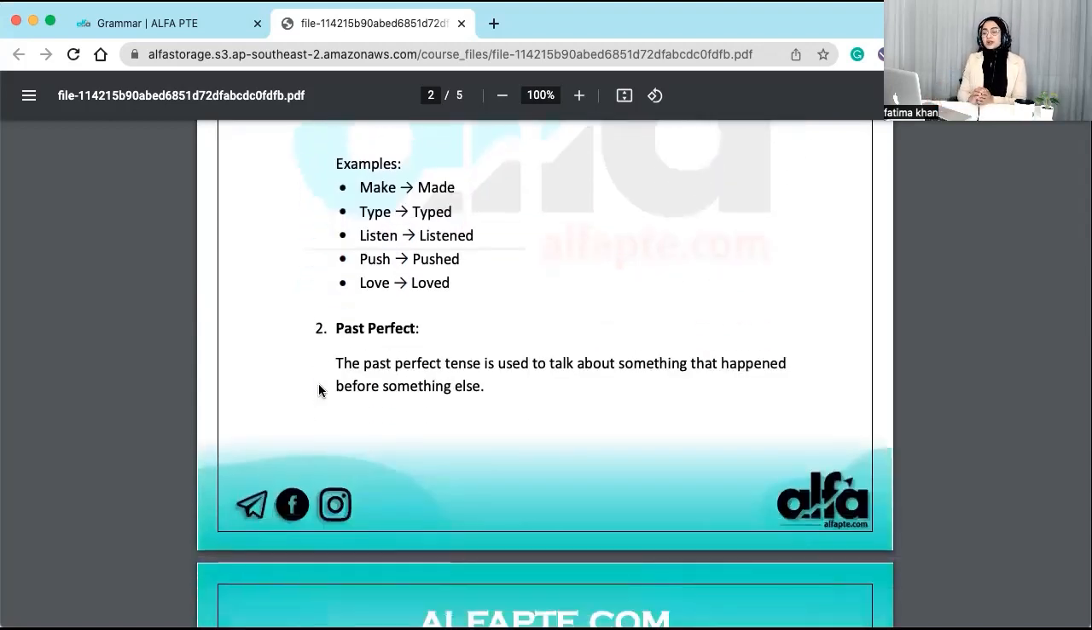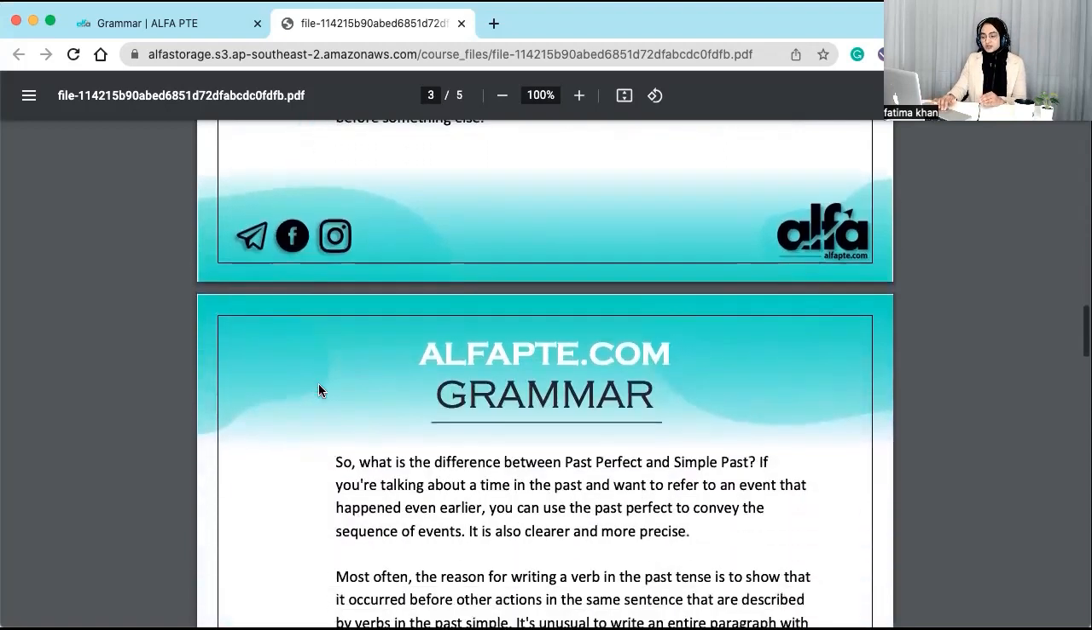Now, what is past perfect? Past perfect is used to talk about something that happened before something else. For example, two actions are taking place. First, I am going to cook the dinner, and then I'm going to eat it. So two actions took place, and then I have to describe the first action. So that's how I use past perfect.